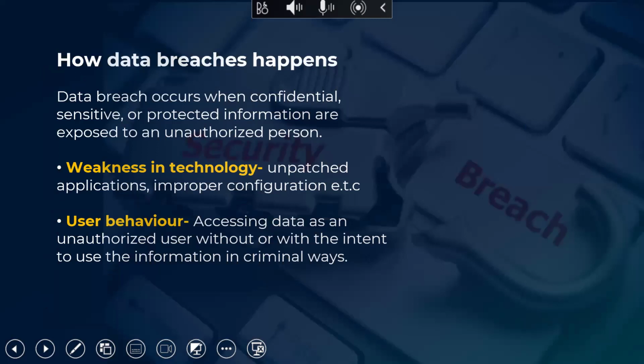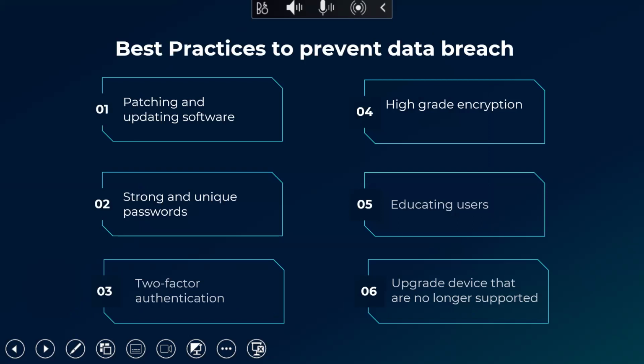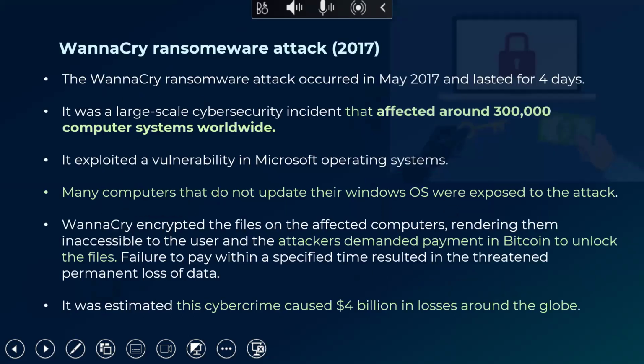So how does a data breach happen? Two main things: weakness in technology and user behavior. That is why we have data breaches happening in the information security space. The main reason for hackers is financial gain. That's their main motivation. And you can see they use different methods like social engineering, manipulating people to willingly compromise their data information for them to be able to hack them. So how do we prevent it? Patching and updating our software and educating users.